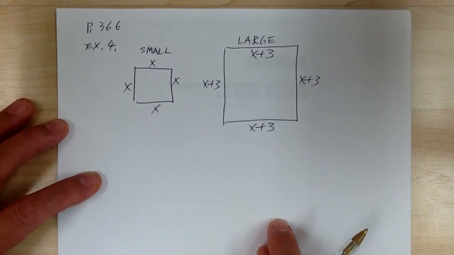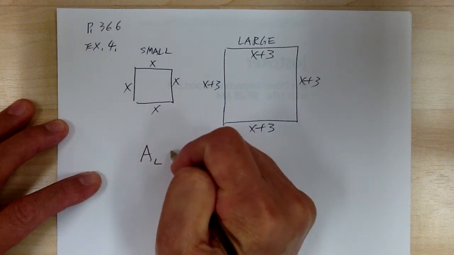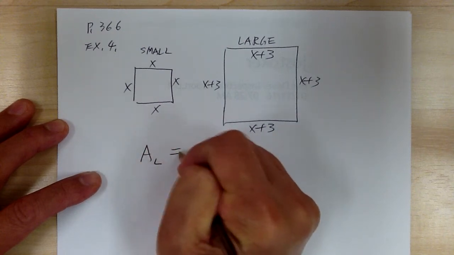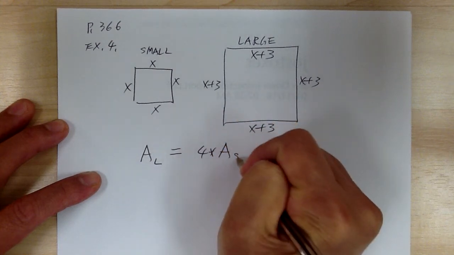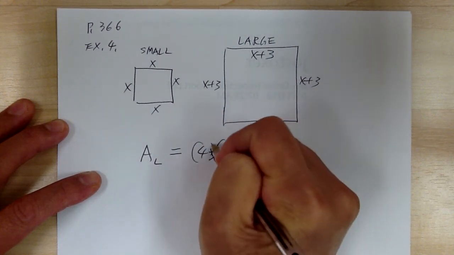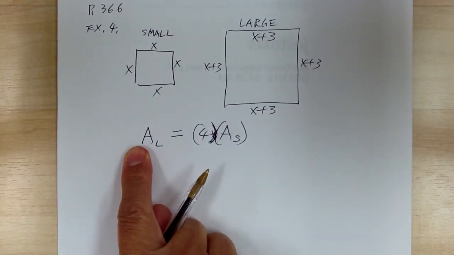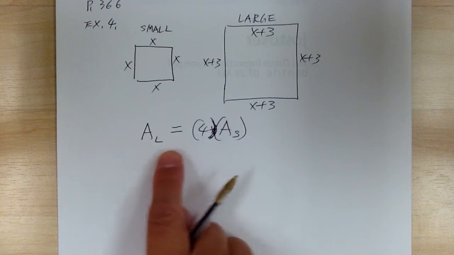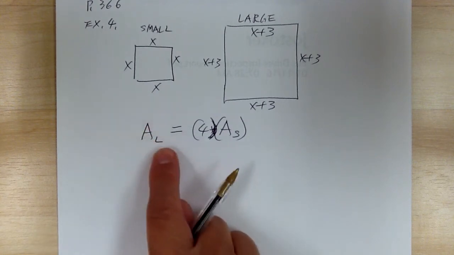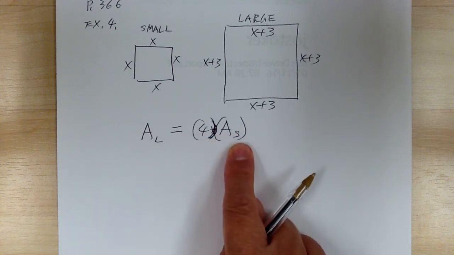So now let's go and read. If the area of the large square is 4 times the area of the small square. Okay? So again, let's do this. When you translate, don't worry about numbers and all that. You just translate exactly what it says. So area, A for area, L for large. Area of the large square is 4 times the area of the small square.